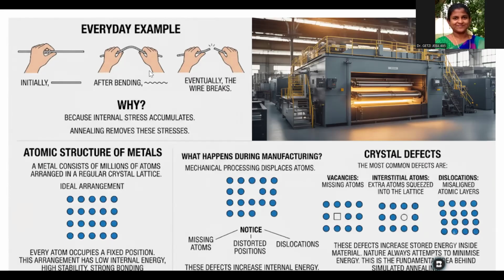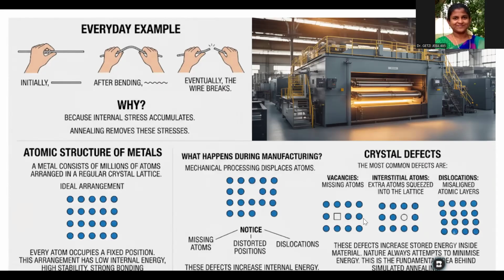Why is this happening? Inside the metal, the arrangement of atoms changes every time you bend it. Initially atoms are arranged in a beautiful crystal lattice. As you could see here, it is arranged in fixed positions. It has low internal energy, high stability, and strong bonding. As a mechanical force is applied repeatedly, the atoms move, right? They get displaced, all right? Some atoms leave empty spaces called vacancies, some squeeze into neighboring positions, and some layers become misaligned, producing dislocations. These defects increase the internal energy.